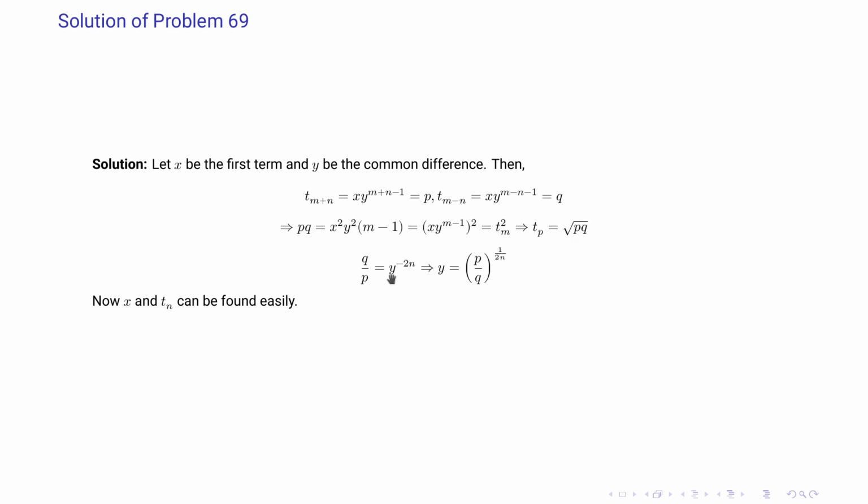So now we substitute this in either of the formulas, or we divide simply. Then we get q by p is equal to y to the power minus 2n. That is y is equal to (p by q) to the power 1 by 2n. So now you can find x and t n. So this should be t m and this should be ratio.